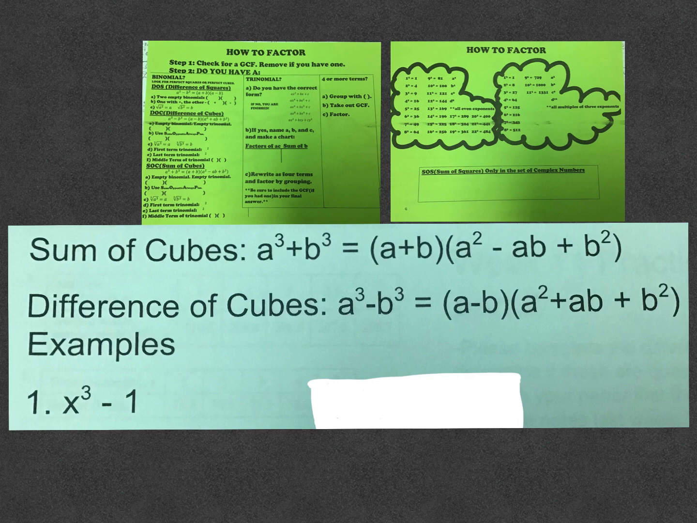Sum of cubes, you can see I have the formula really big right here. Here kind of breaks down sum of cubes. With sum of cubes, you have an empty binomial, empty trinomial, and you use SOAP. Now, what does SOAP stand for? This sign and this sign are the same. Let me write that out right now.